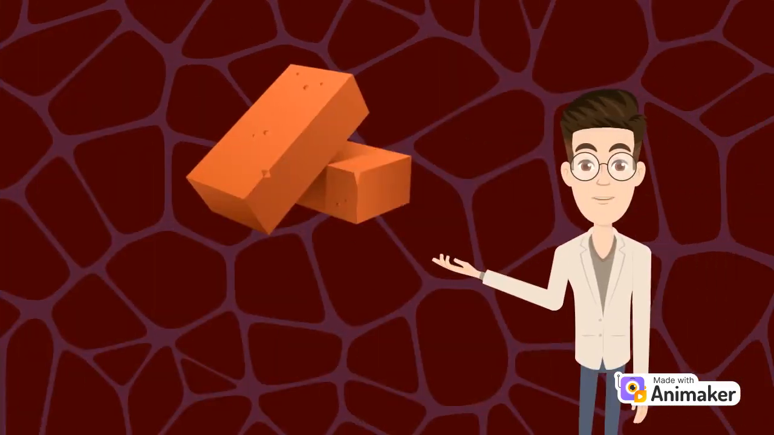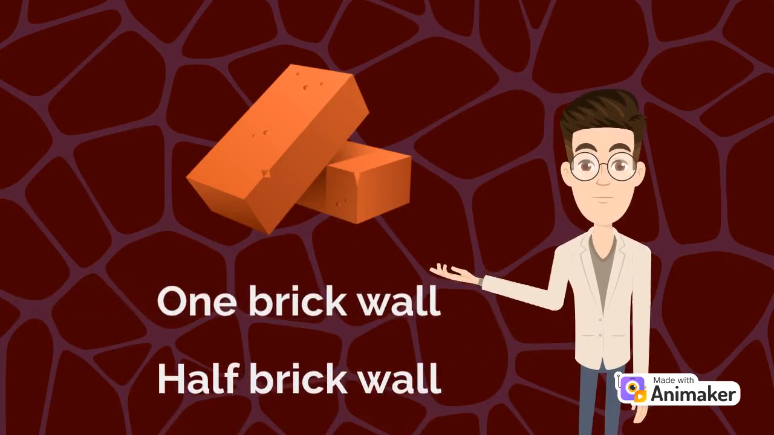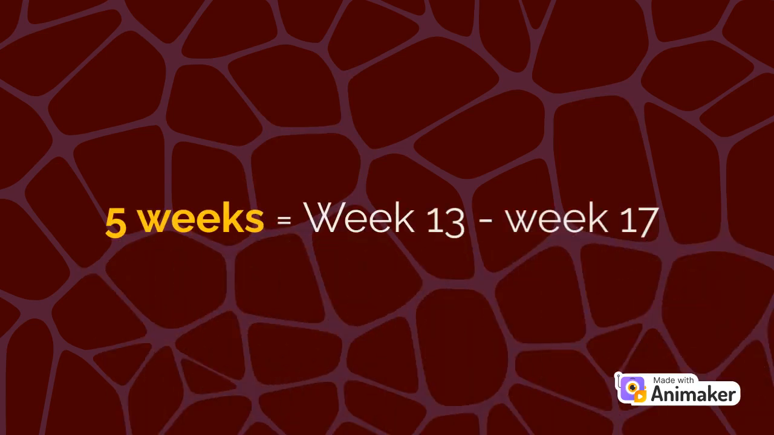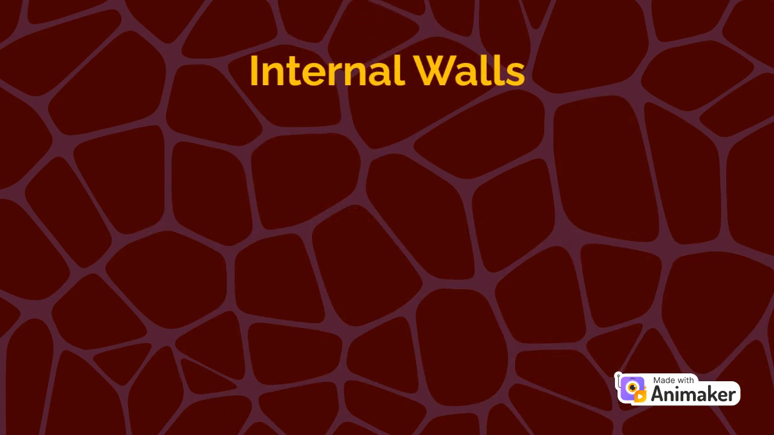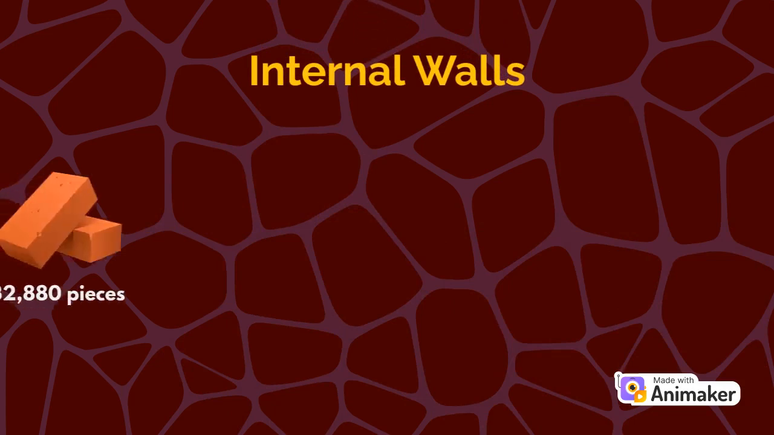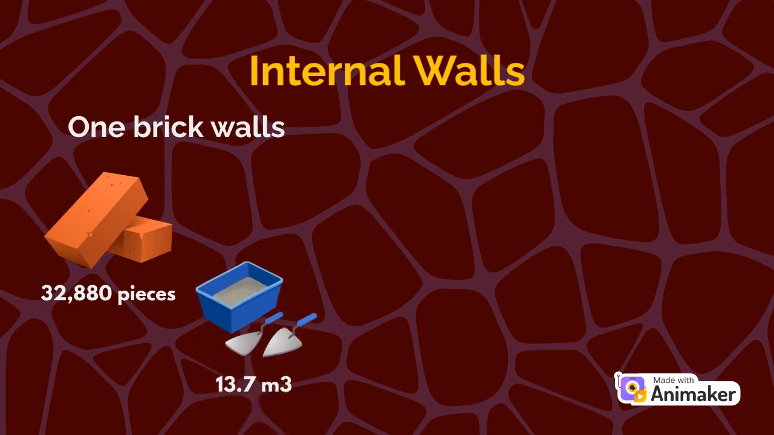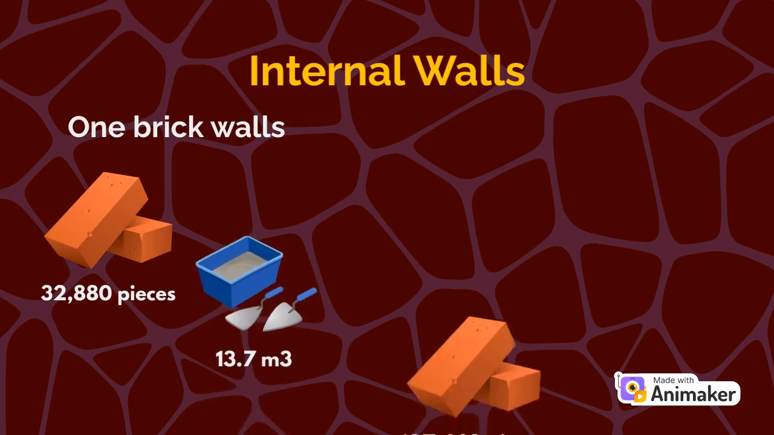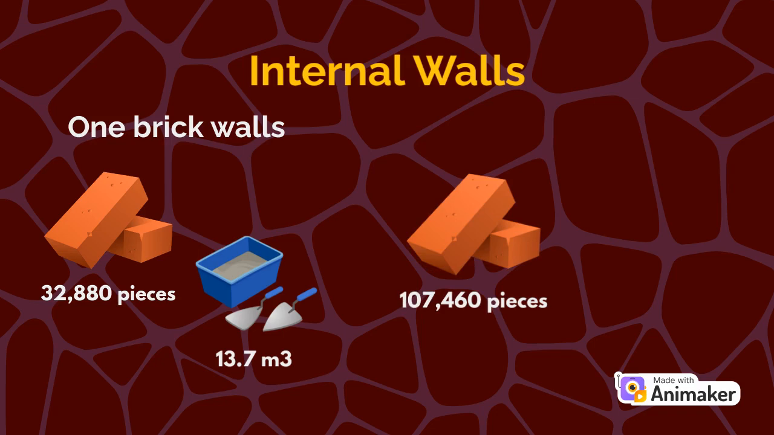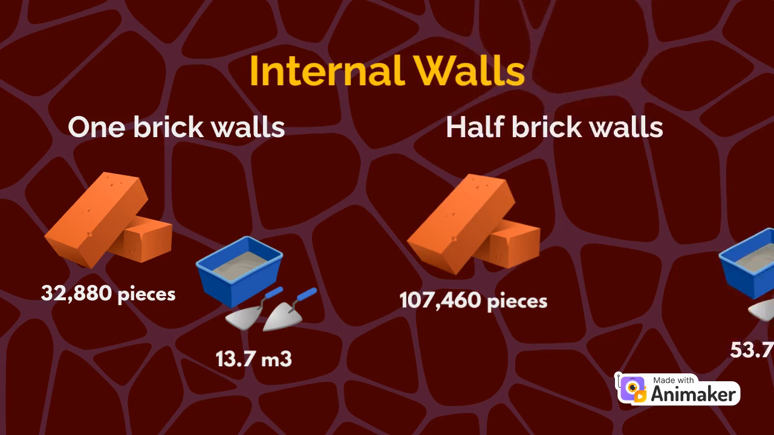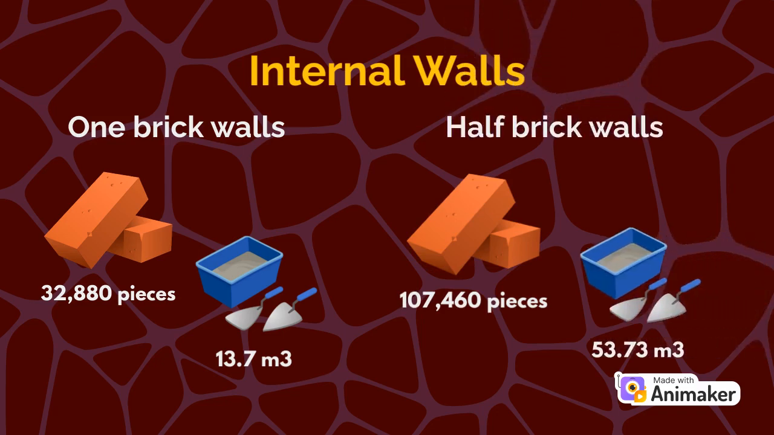Next material is brick. There are 2 thicknesses of bricks used, which are 1 brick wall and half brick wall. The construction of the elements that used bricks only takes 5 weeks. For both thicknesses, internal walls use the greatest number of bricks. 32,880 pieces of bricks in 1 brick wall, with 13.7 cubic meters of mortar, and 107,460 pieces of bricks in half brick wall, with 53.73 cubic meters of mortar.